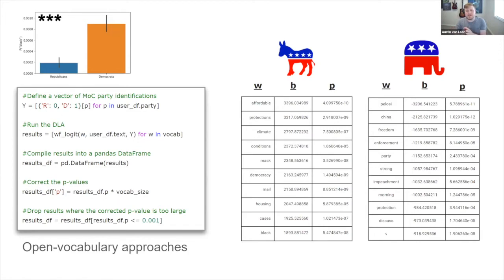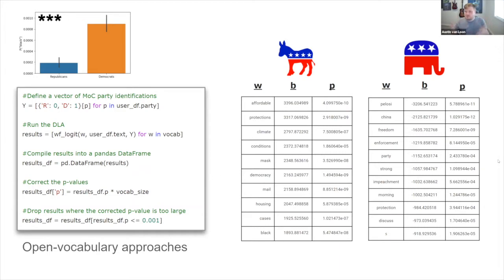These are the words on the left that are most predictive of a member of Congress being a Democrat. That is, given the proportion of words that somebody used that were affordable, the higher that number is, the much more likely they were to be a Democrat. As you can see, this is after correction, so that's a very significant value. And then you can see affordable here, protections, climate, conditions, mask, democracy, male, etc. And on the Republican side, you see the words that are most predictive of being a Republican. So you have Pelosi, China, freedom, enforcement, party.